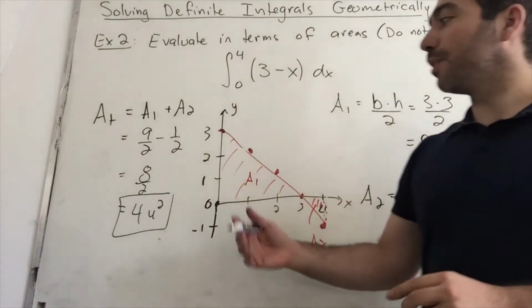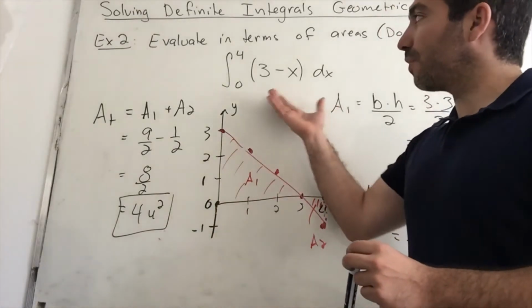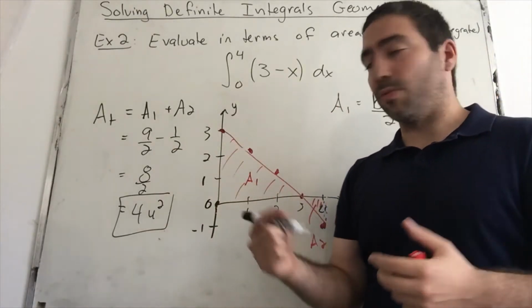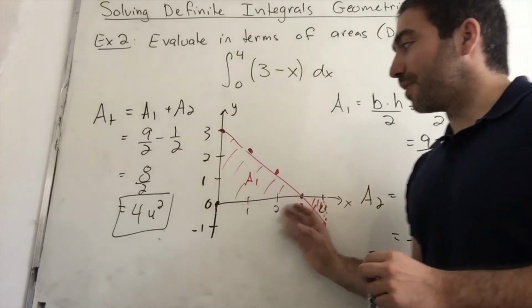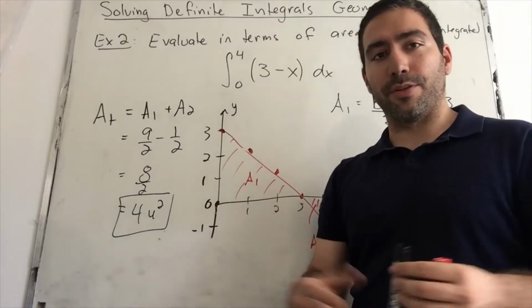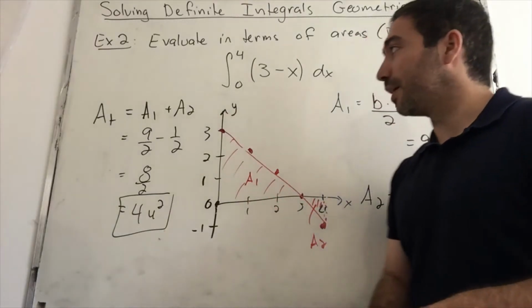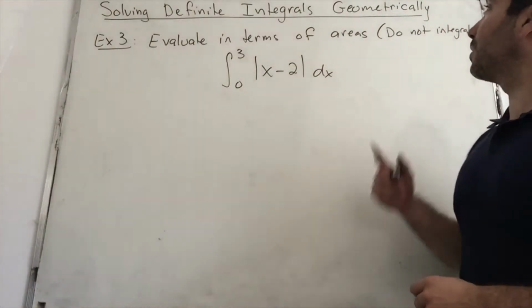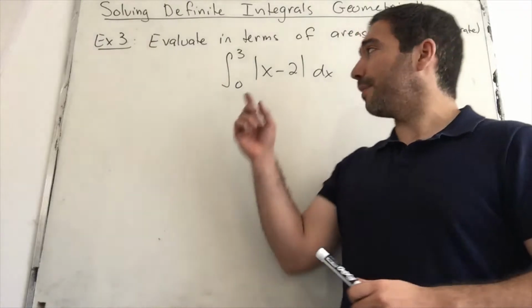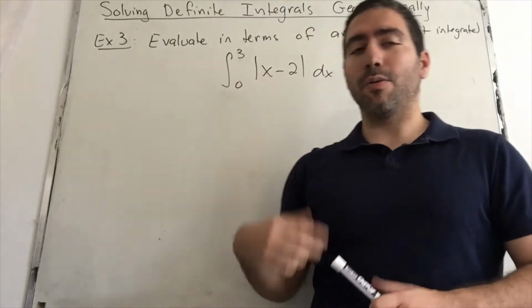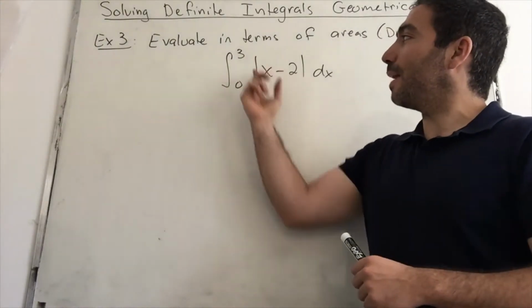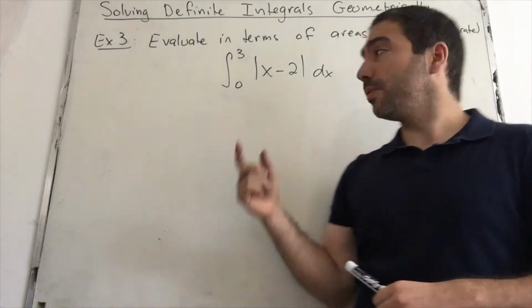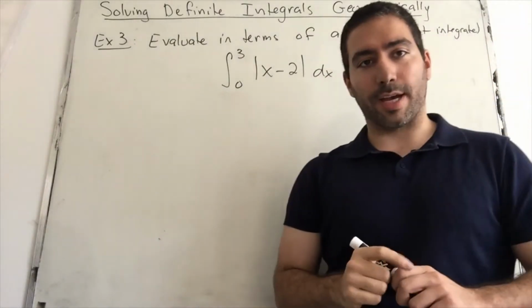And we're done. So here we are solving the integral without integrating. We're considering the function and finding the area under the curve by interpreting them in terms of area. Okay, so let's look at a harder example. So our next example over here, it says to evaluate in terms of areas, do not integrate again. So we have the integral from 0 to 3, and now we're given a new function. So we have the absolute value function of x minus 2, and we're integrating with respect to x.